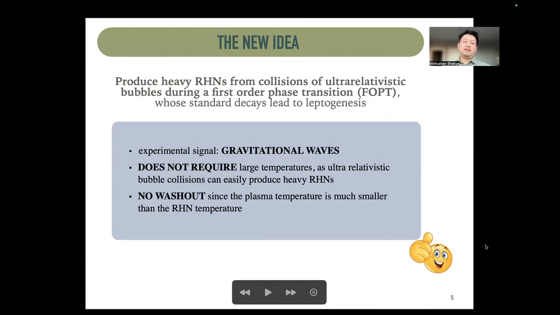And these bubbles would still have enough energy to produce right-handed neutrinos that are much, much heavier than the temperature of the ambient plasma. And so you don't actually need to reheat the universe, sorry, to a very high reheat temperature. And the third point is that because the temperature of the plasma is so much lower than the mass of the right-handed neutrinos in this setup, there is by construction no washout effect because the plasma is at a much lower temperature. And so whatever asymmetry you would produce out of the right-handed neutrinos that are produced in these bubble collisions will automatically survive in the universe. So these are all now very desirable aspects of this modified leptogenesis setup.